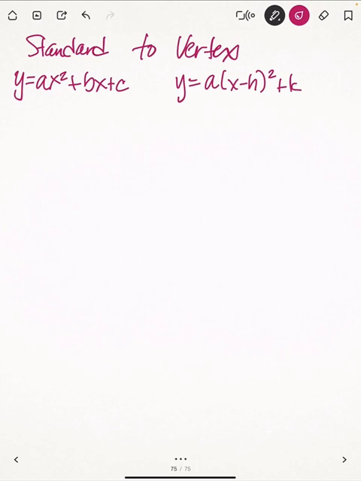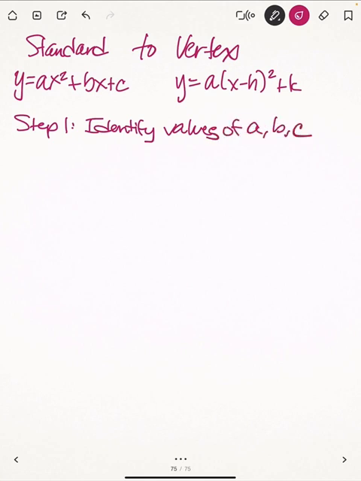All right? So the first step, which is step 1, is you need to identify the values of A, B, and C, just like we did with the quadratic formula. All right? So that means all your letters and numbers have to be on the same side, which for our purposes they will be. And then they have to be in the right order. You know, your ax squared, bx plus c.